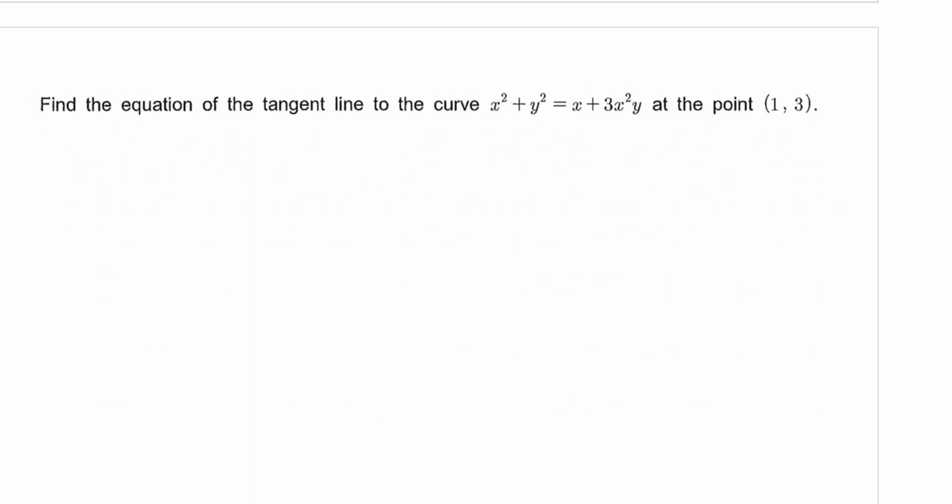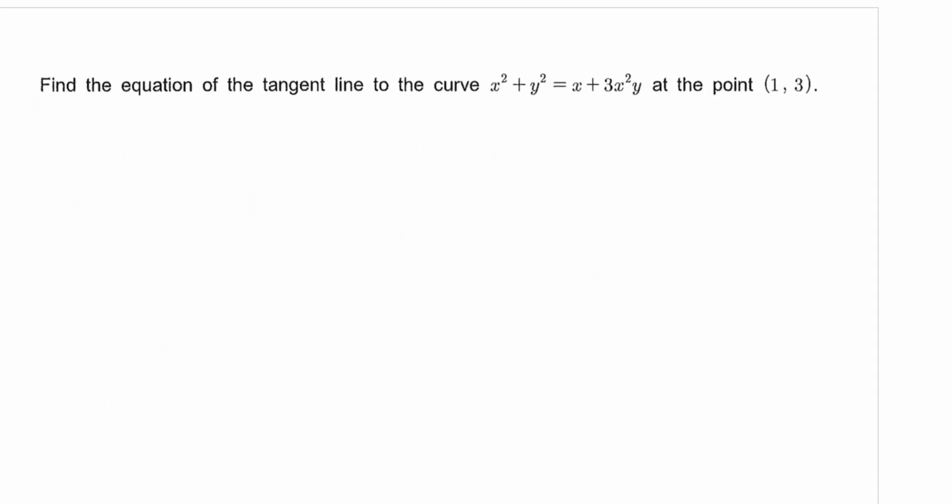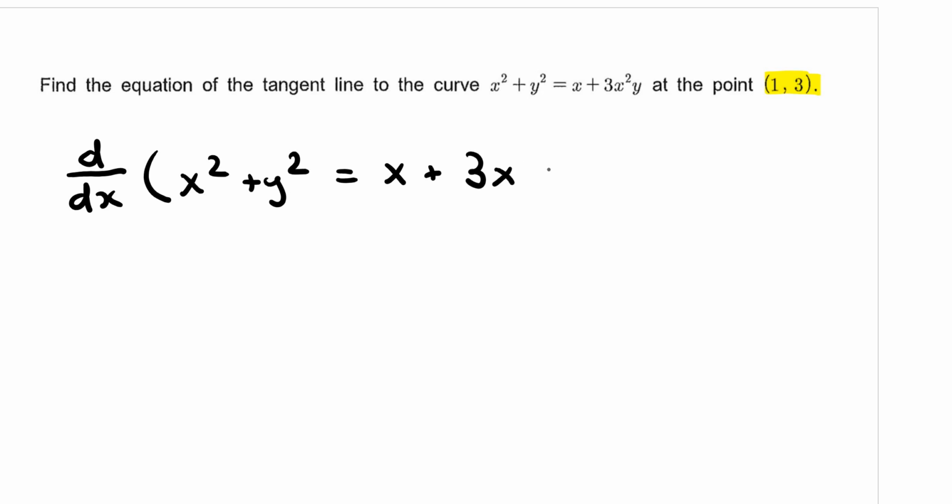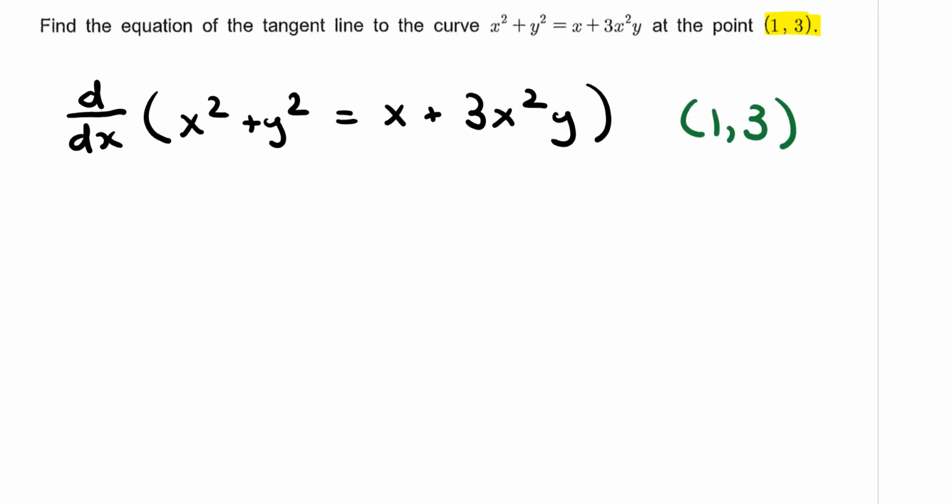Okay, let's finish off this homework video guide by going over a few tangent line questions here. So I'm at the point 1, 3. I'll worry about that at the end, but let's go ahead and write out the derivative steps here. So I need to take the derivative of x squared plus y squared equals x plus 3x squared y, and I'm going to close that bracket, and we're looking at the point 1, 3, right? The tangent line at the point 1, 3.